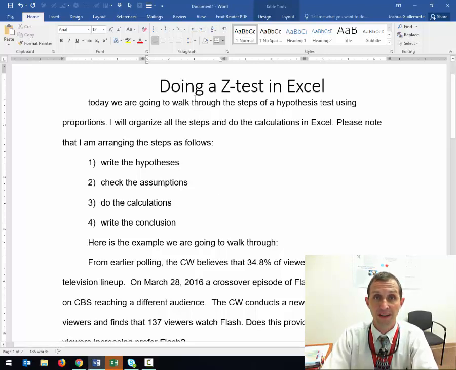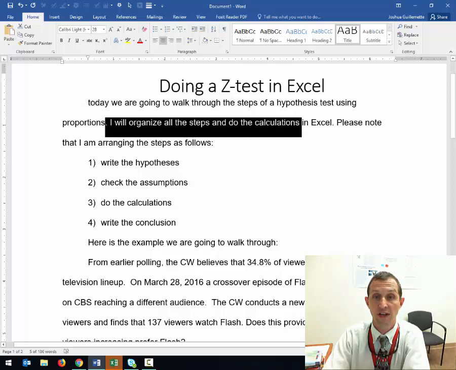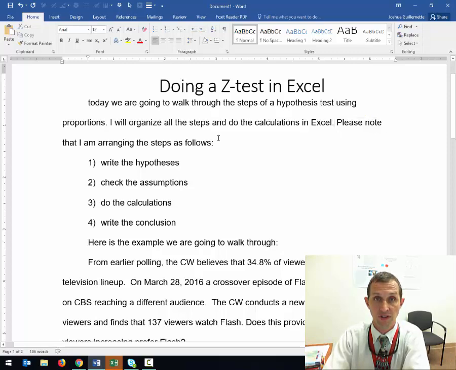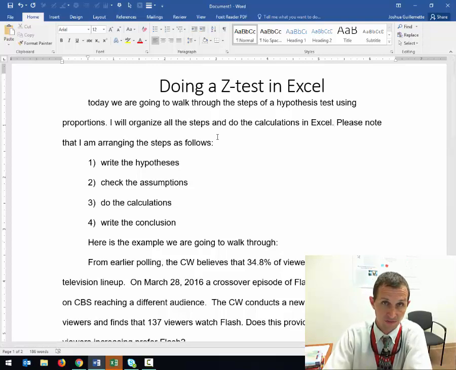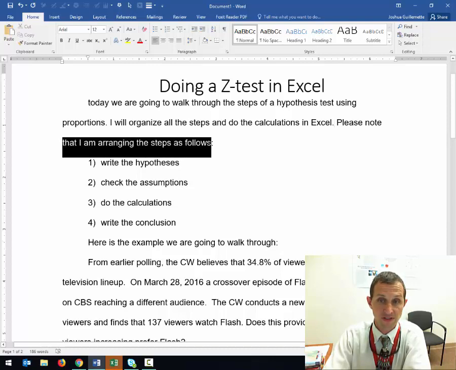Hello, I'm Dr. Gilmet, and today we're going to do hypothesis testing for proportions, and I want to do this z-test in Excel. I'm going to organize all the steps and do these calculations in Excel, and what I want you to know is I'm really focused on the mechanics today. The philosophy and understanding the process of a hypothesis test I've covered in some other videos. So what I really want to do is arrange the steps and do the calculations and show you how to do it in Excel because it's such a useful tool.